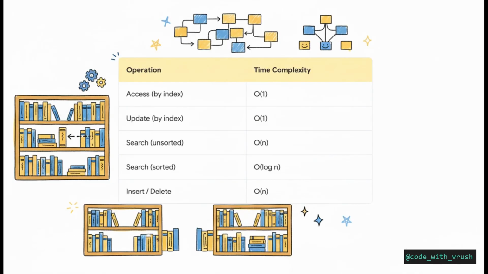So let's just put that all in one place. This is a great little cheat sheet for array performance. Accessing or updating by index, O(1), super fast. Searching, O(n), unless it's sorted, then it's a much better O(log n). And those expensive operations, inserting and deleting, are O(n), because you have to do that whole rebuild process.